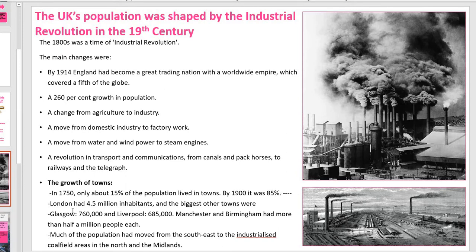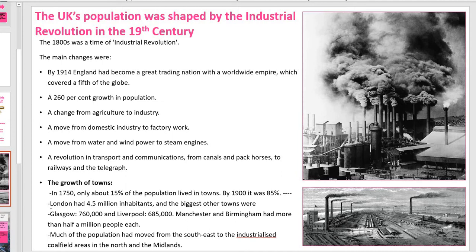Now London was by far the biggest city with 4.5 million inhabitants. And that was driven by the Docklands and by all the factories that grew up in that area because of the huge amount of money and commerce and goods that was moving through London at that time.